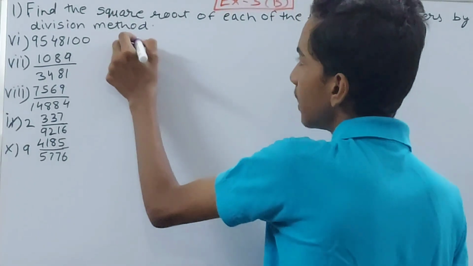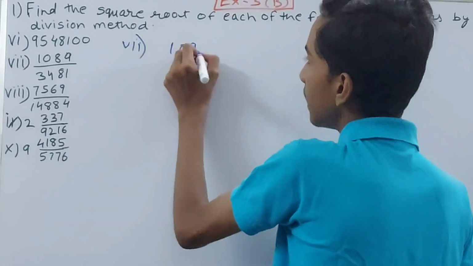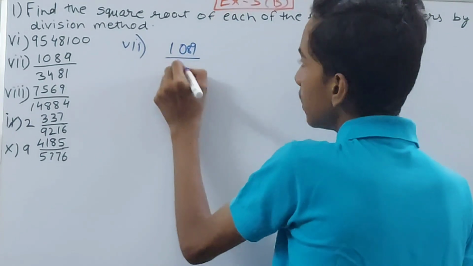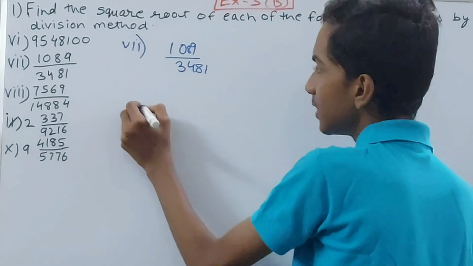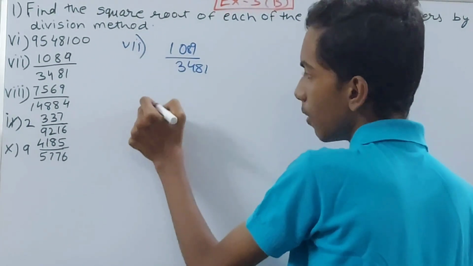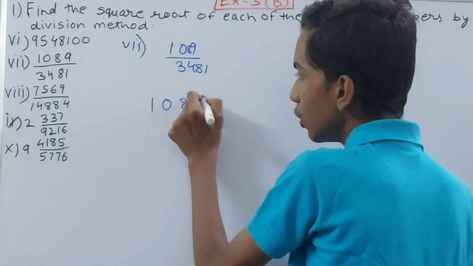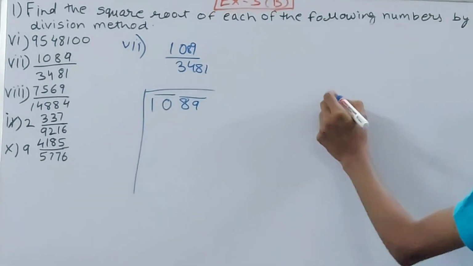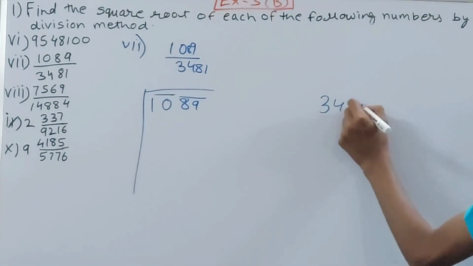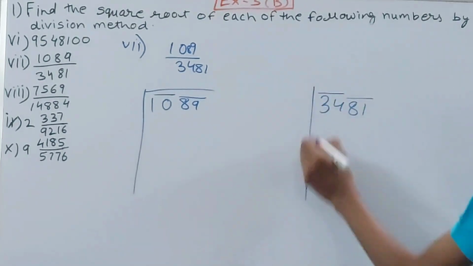Seventh part, we have 1089 upon 3481. So we will find the square root of these numbers separately. First we will find the square root of 1089, the numerator, right? Then we will find the square root of 3481, that is the denominator.